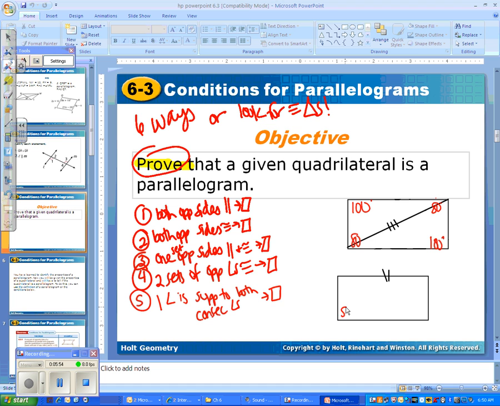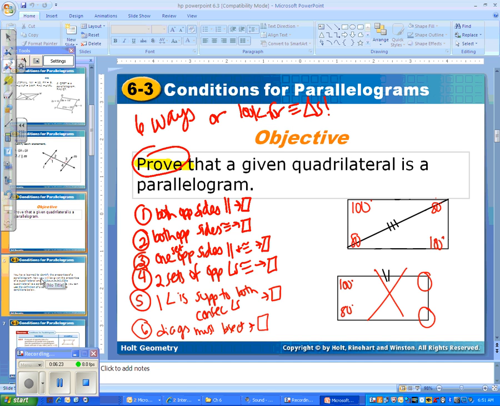If you only know about one set, though, if you only know this, then you're not necessarily going to have a parallelogram, because these angles could be whatever you wanted them to be. Okay, and then the sixth and final way to prove that something is a parallelogram is to look at the diagonals. Remember, the diagonals must bisect each other, and then that will give you a parallelogram.